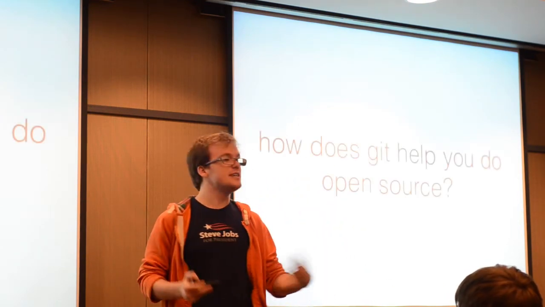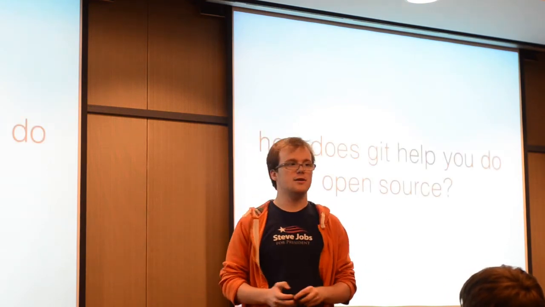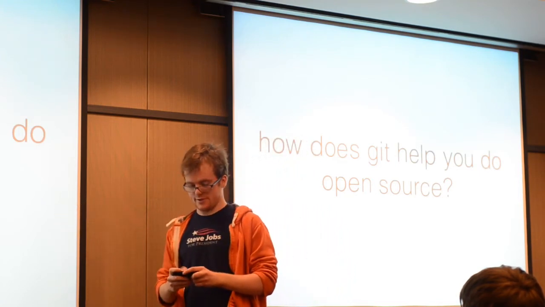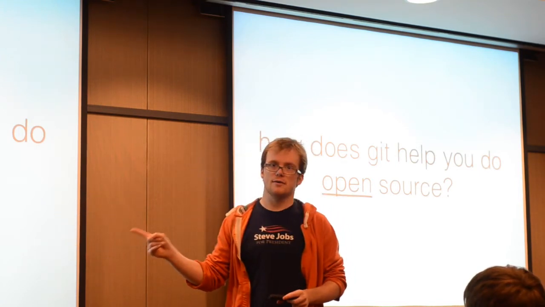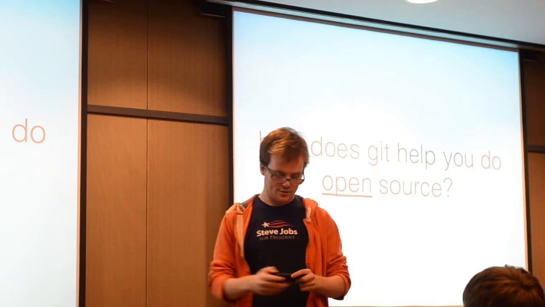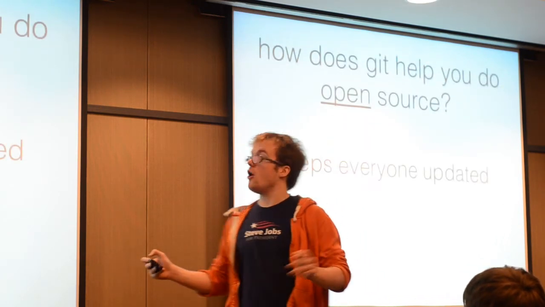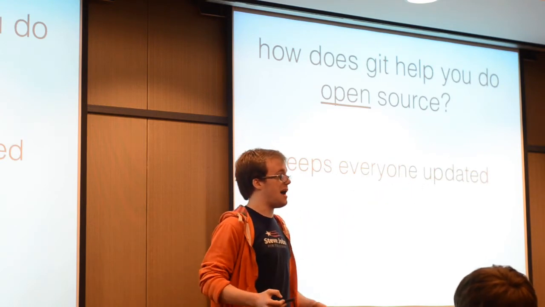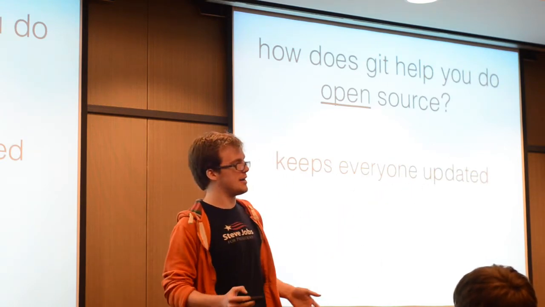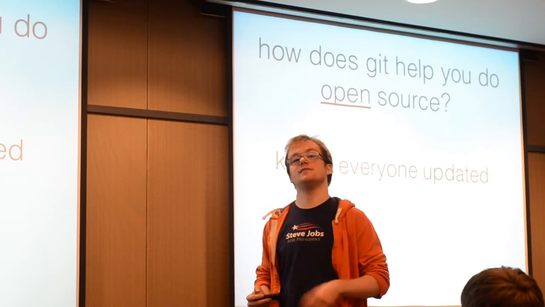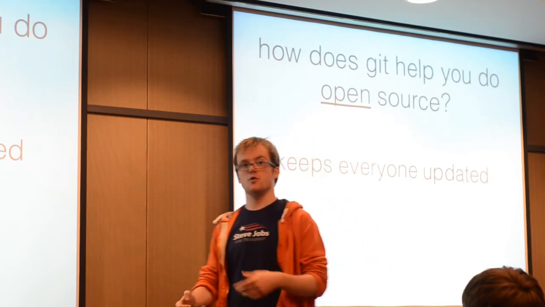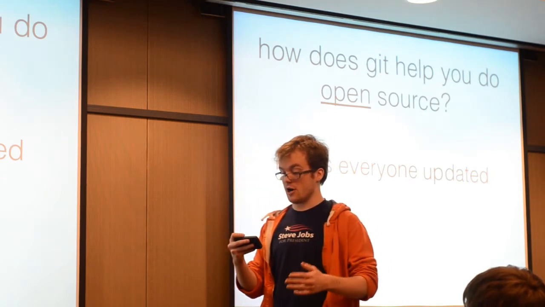So now let's look at how Git applies to RCOS. How does Git help you do open source? Well, the operative term here is open, right? This should be open development. So Git allows you to keep everyone updated, all of us, on what you're doing. I follow pretty much every RCOS project on Git, and I can see on GitHub every time they're committing and what they're doing and what their commit tags are, and it's awesome.